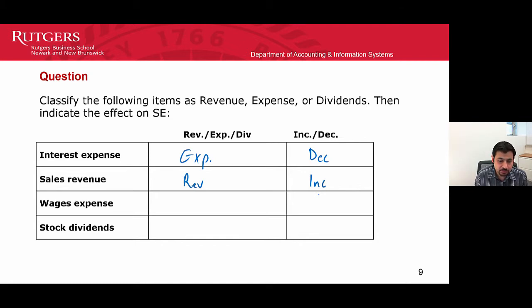Wages expense, those are expenses, and what do they do to stockholders' equity? Again, they decrease stockholders' equity. Stock dividends, this is a dividend, and they also decrease stockholders' equity. This is the end of the third part of chapter 1, and that basically summarizes the accounting equation and the expanded accounting equation.